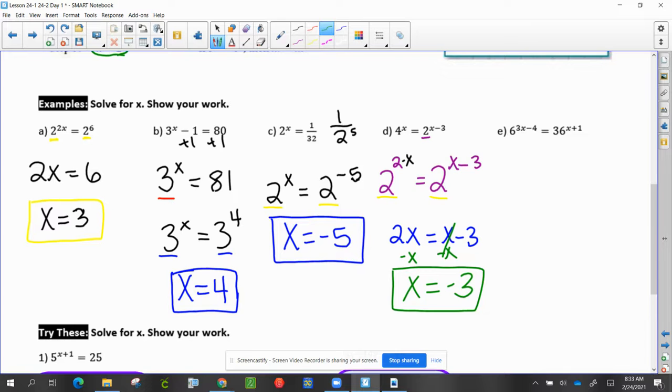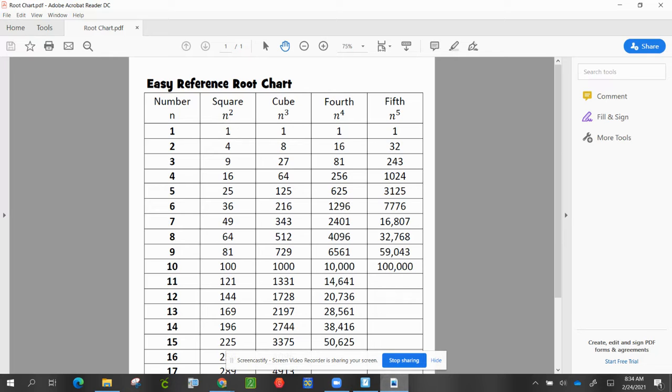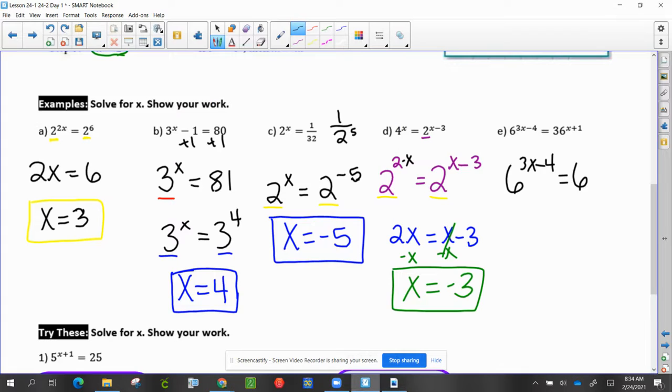We have 6 to the 3x minus 4 power is equal to 36 to the x plus 1 power. So again, I can't equal my exponents until my bases are the same. So right now we have base 6 and base 36. So we're going to keep the smaller number. We're going to keep 6. So 6 to the 3x minus 4 power is not going to change. But I need to change 36 to be a base 6 problem. So going back to my root chart, looking at the row for 6, okay, there's 36. So 36 would be 6 to the 2nd power. So we're going to change this to be 6 to the 2nd power.